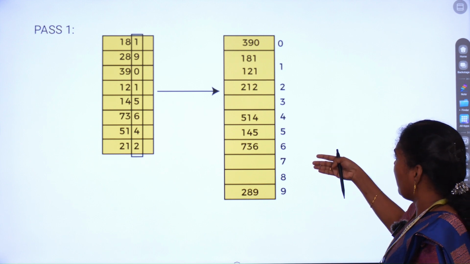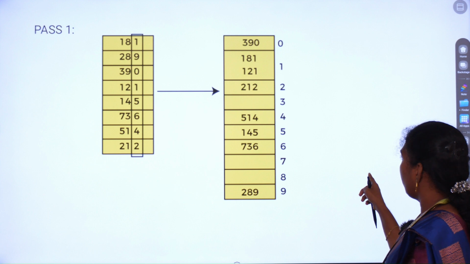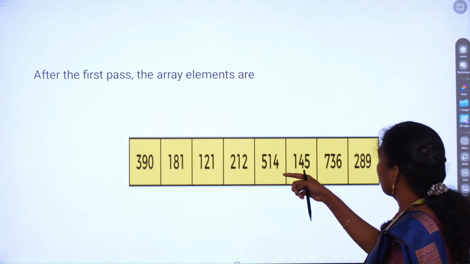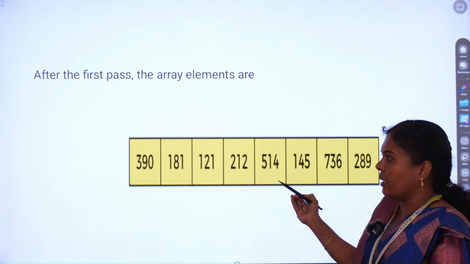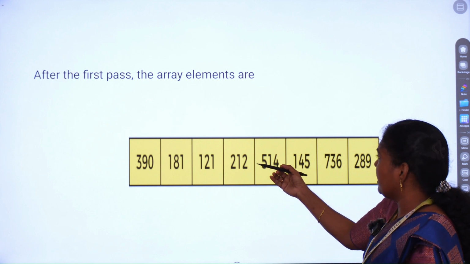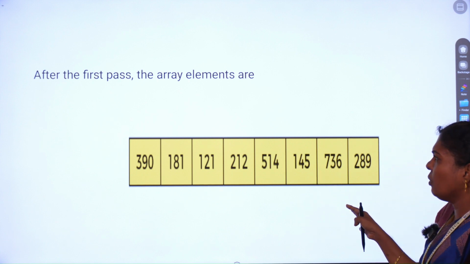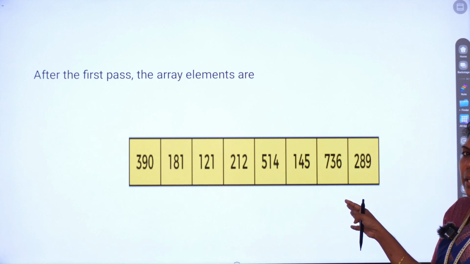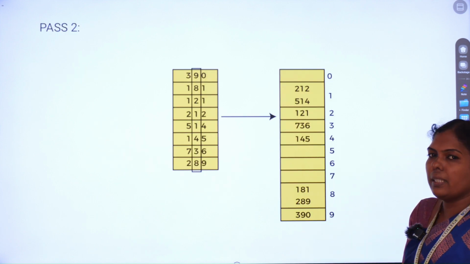After doing the first pass, we append all the elements into a new array. So the new array becomes like this. See, this is not sorted. After the first pass, we get the array elements in this order. So then we move to pass 2.